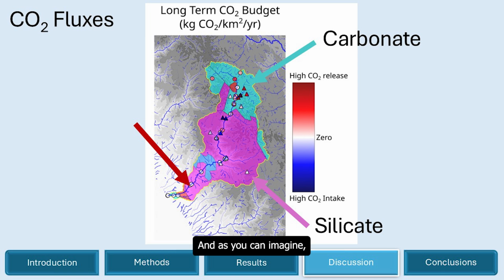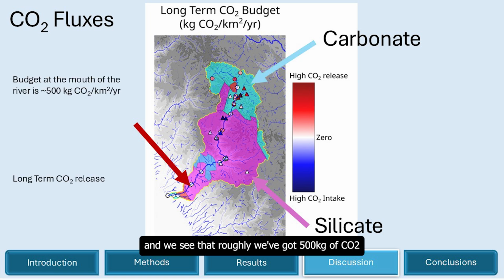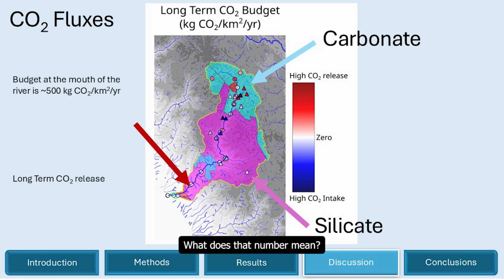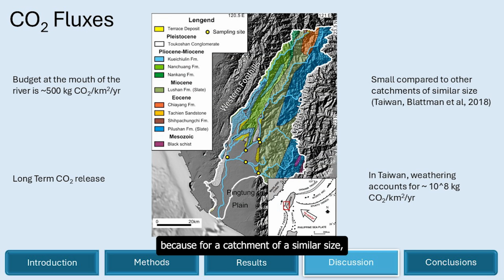And as you can imagine, the water that comes from the top influences the one at the bottom. So we look at that point and we see that roughly we've got 500 kilograms of CO2 per kilometer squared per year, long-term CO2 release. What does that number mean? It's not very big because for a catchment of a similar size, you've got roughly 10,000 times more kilograms of CO2 per kilometer squared per year.